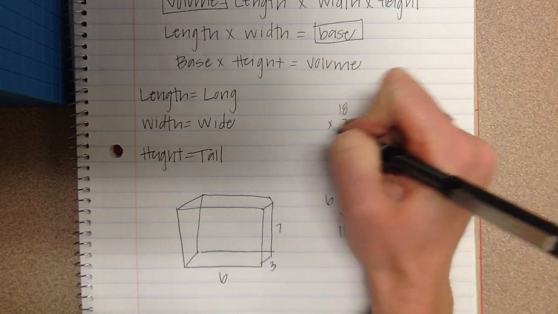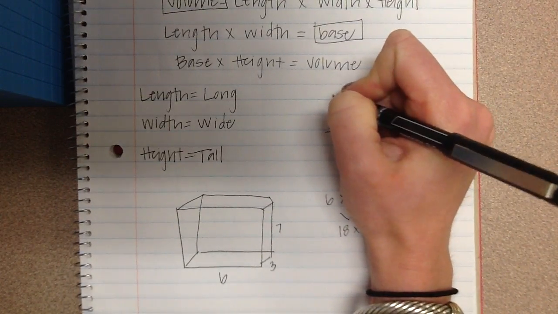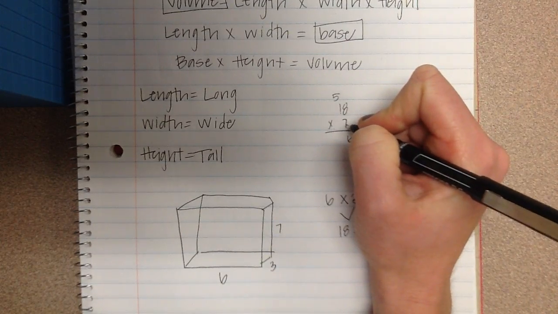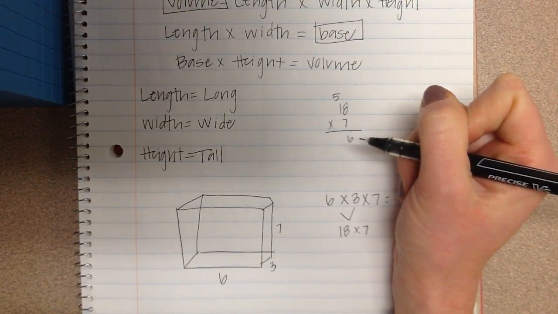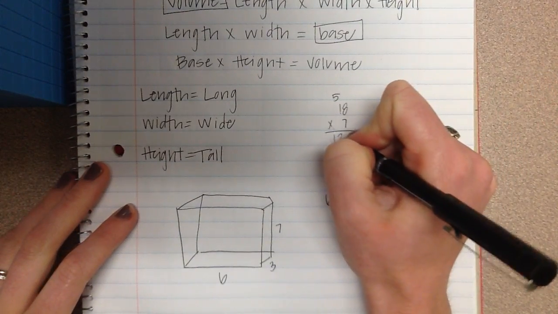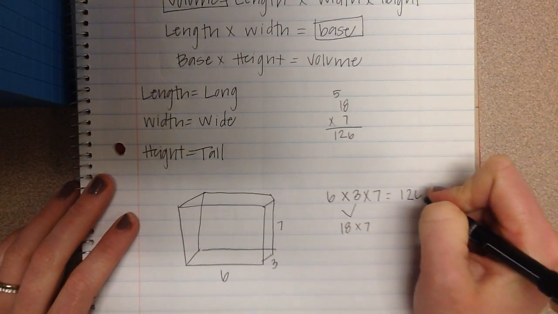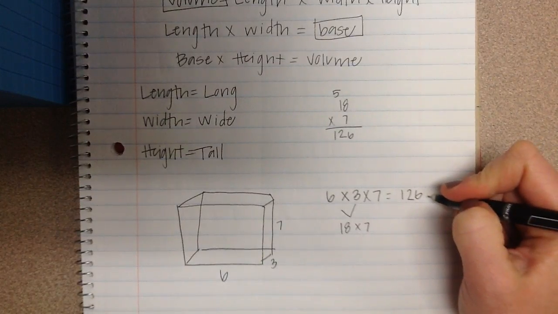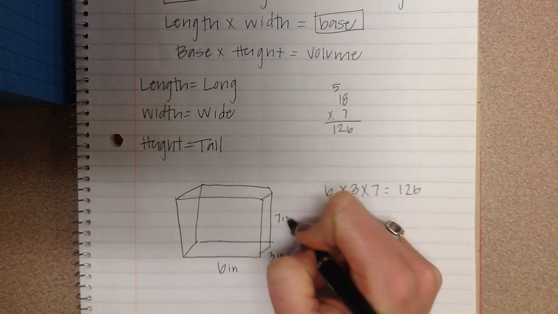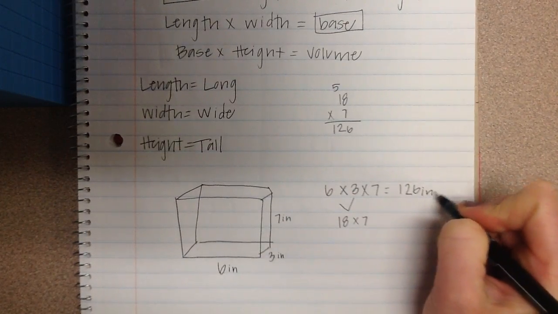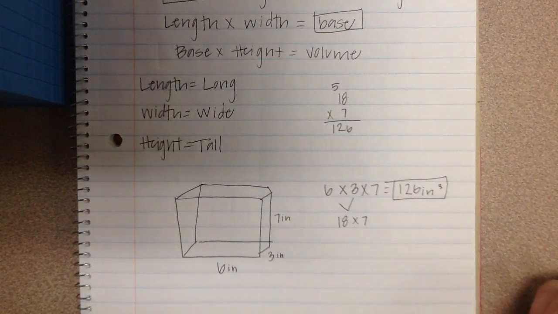18 times 7. 7 times 8 equals 56. 7 times 1 equals 7 plus 5. Let's see. What's that? 12. Okay. So that means my volume is 126. And say these were all inches. So it'd be inches cubed. So that's little tiny 3.